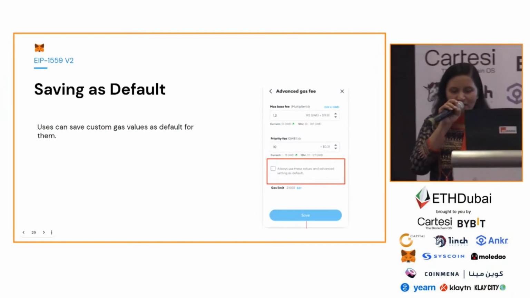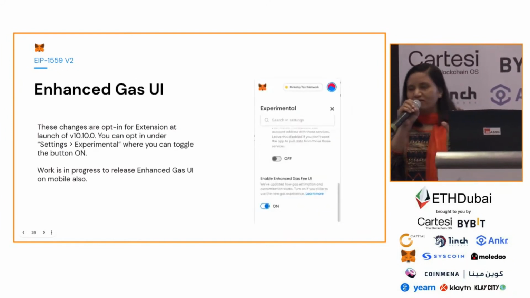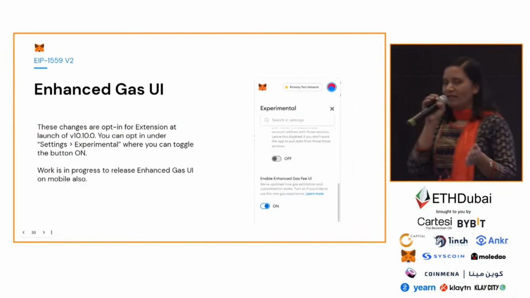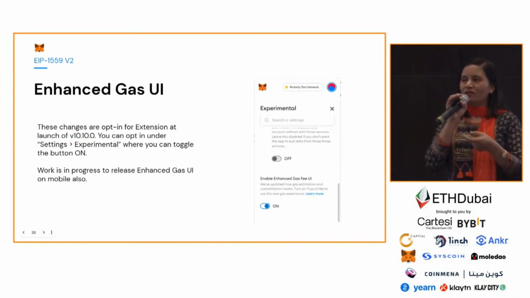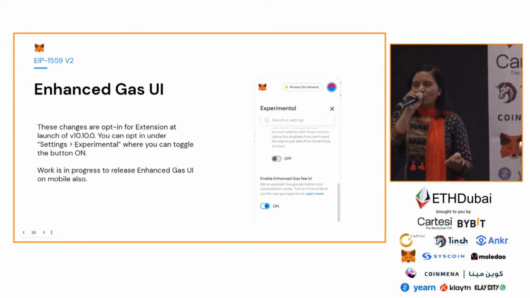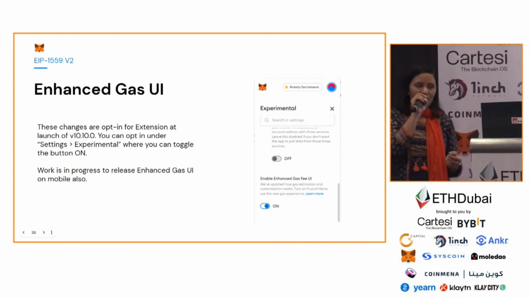The new gas UI was released last month as of version 10.10.0. It's still in beta, so you can go to settings, experimental, and enable it and use it. The advanced gas UI on the mobile side is still under development.